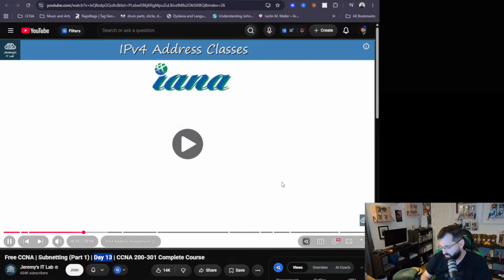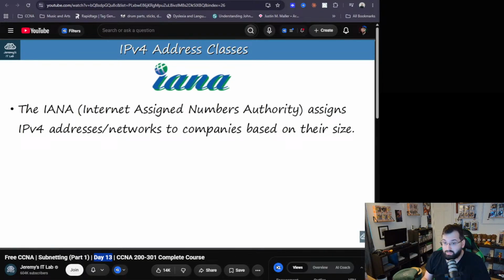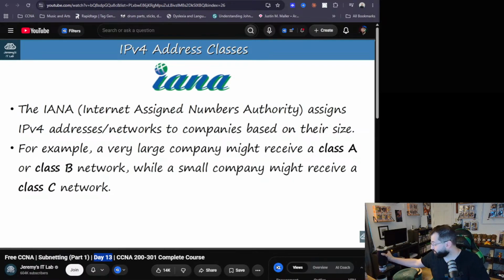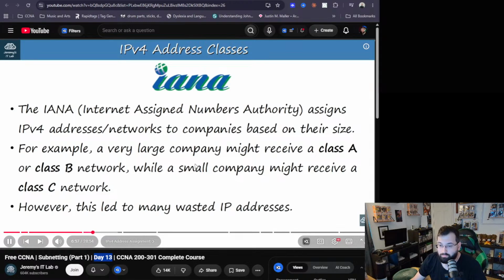Let's continue. So, how does a company get their own network address range to use? Well, IP addresses are assigned to companies or organizations by a nonprofit American corporation called the IANA, the Internet Assigned Numbers Authority. The IANA assigns IPv4 addresses and networks to companies based on their size. For example, a very large company might receive a Class A or Class B network. Remember, there are lots of available addresses to use for hosts in each Class A and Class B network, while a small company might receive a Class C network, because there are fewer addresses in each Class C network, only 256. However, this system led to many wasted IP addresses, so multiple methods of improving this system have been created.